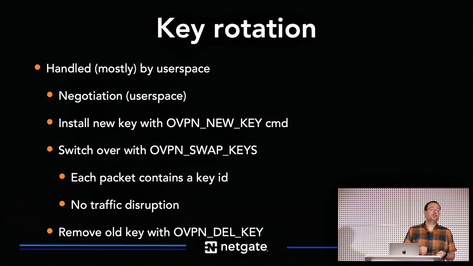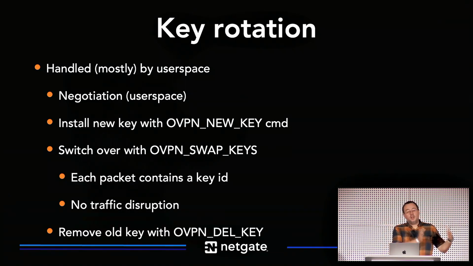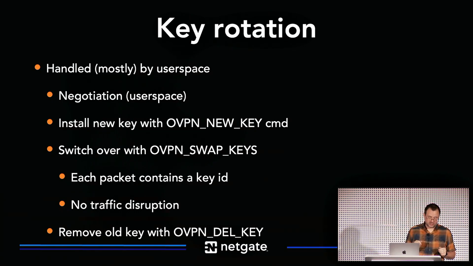The actual key negotiation, so how the server and the clients agree on which encryption key they're going to be using, is a problem that's handled in user space by the OpenVPN daemon. I don't know, this is for smarter people. User space makes this negotiation, but it needs to tell the kernel about this new key.